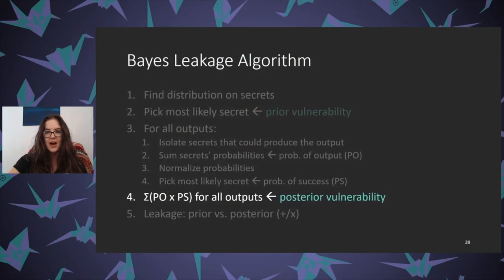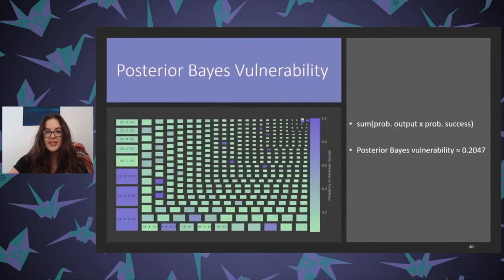So what is our posterior vulnerability? It's a weighted average of these two numbers for all outputs. You can think about posterior vulnerability as a single number that summarizes this entire chart. We weigh the adversary's probability of success, or the color of the square, with the probability of the output, or the size of the square. We add them all up, and we get the posterior Bayes vulnerability, which is around 0.2 or 20%.